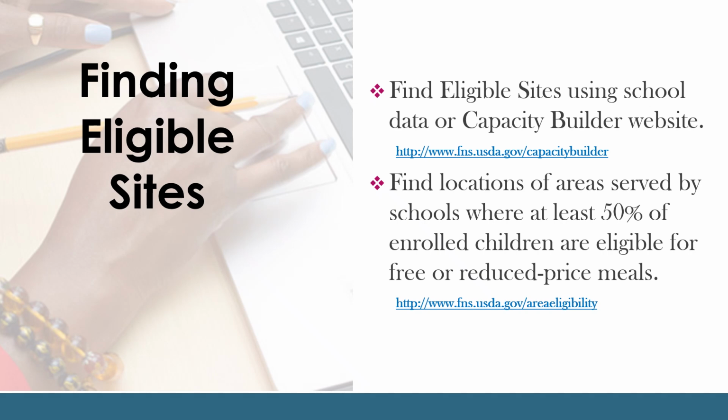Finding eligible sites. You can find the eligible sites using the school data or capacity builder websites. And the website, as you can see right here, is www.fns.usda.gov/capacitybuilder. You can also find locations of areas served by schools where at least 50% of enrolled children are eligible for free and reduced price meals. And that website is www.fns.usda.gov/areaeligibility.